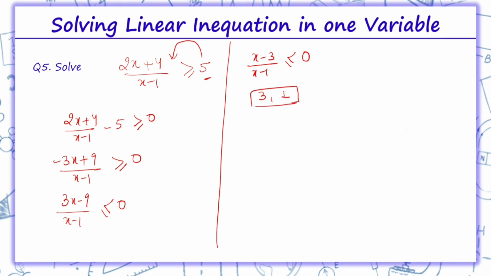So 3 and 1 are the critical points. Since over here it is smaller than or equal to 0, we can write that x is smaller than or equal to 3, but x is greater than 1. So the solution set of this particular linear inequation will be (1, 3], where 3 is included. Since 3 is included, we put a square bracket, and here 1 is not included, therefore we put this small bracket over here.